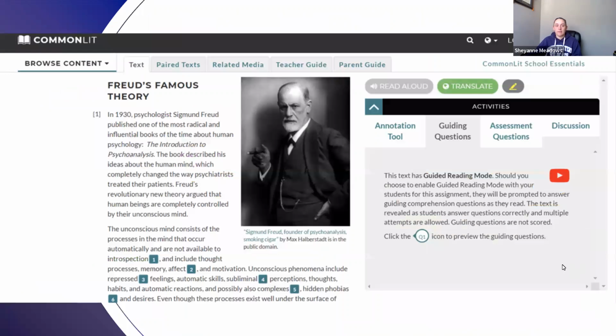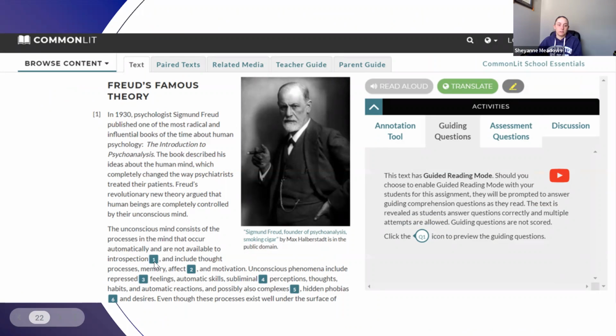This is a screenshot from CommonLit, and if you don't use CommonLit, it is so great. There are so many different sorts and ways to look for things. What's really great about CommonLit also is not only do they do a good job of explaining things, but there are these numbers here, and these are words that students might not know.